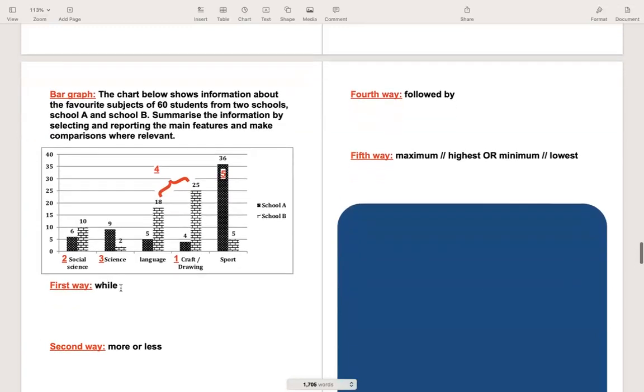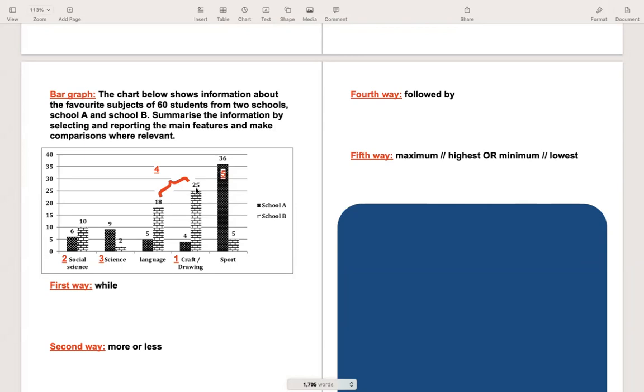The first sentence I want you to make is for craft and drawing. Make a sentence using while. First, tell me what the data is showing. Read what the data shows. Favorite subjects. Yes, but what is the data showing? What is this 25? Percentage? No. Person, favorite subject, craft and drawing, School A and B. What is 25? I don't need an answer yet, you have to read first. Be calm and read. Number of students. Perfect, that's what I wanted. 25 is the number of students.